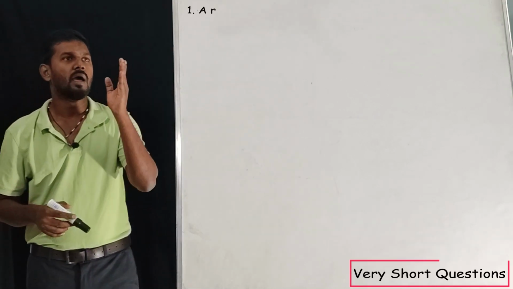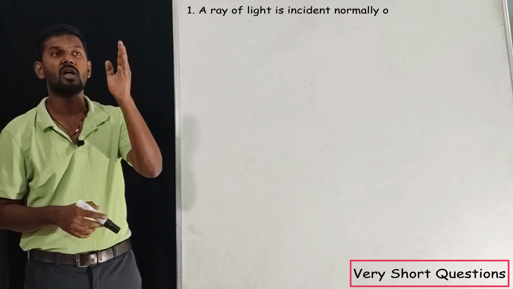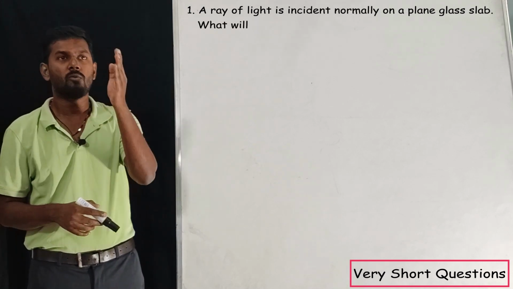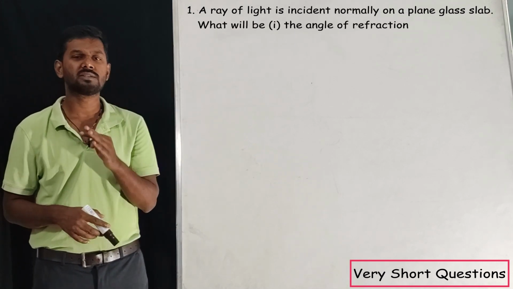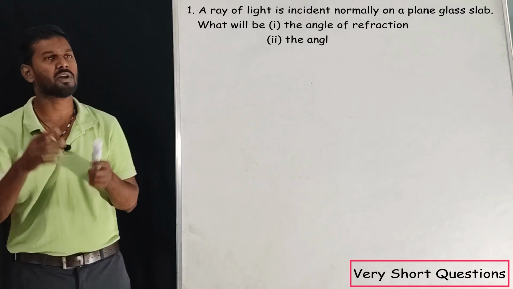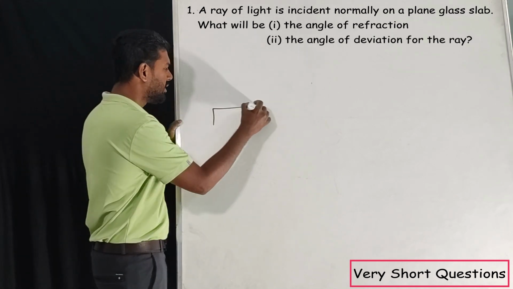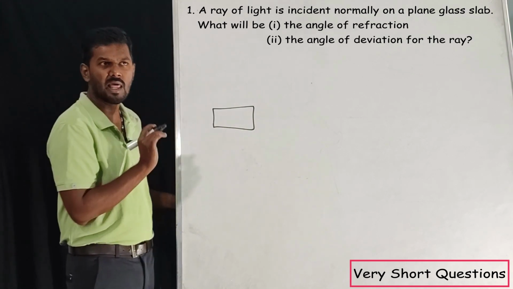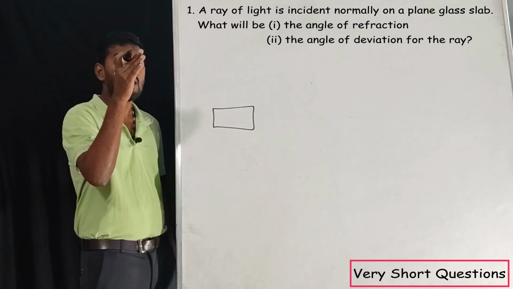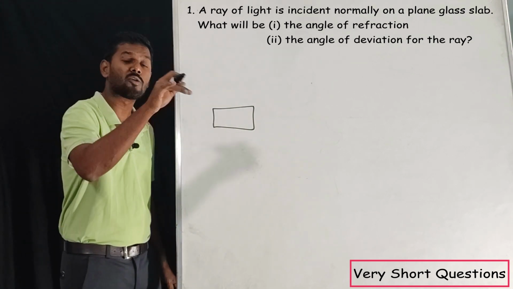Our first question: a ray of light is incident normally on a plane glass slab. What will be the angle of refraction and angle of deviation for the ray? Very simple. Listen first. If I draw the diagram, then you will understand it properly. This is the glass slab. They are saying a ray of light is incident normally.